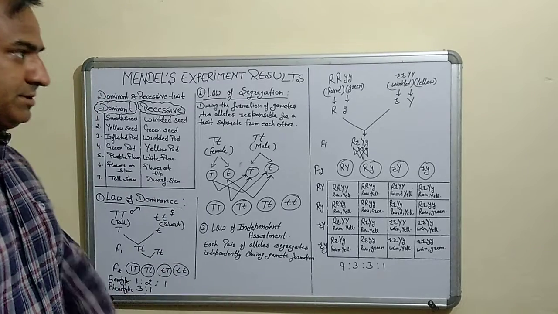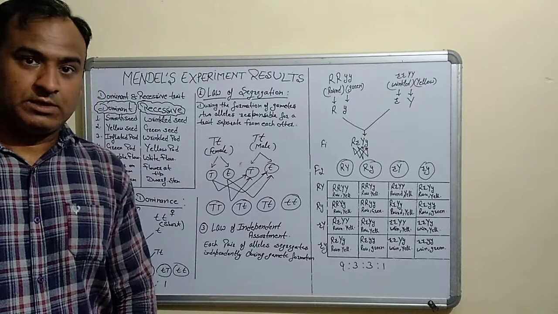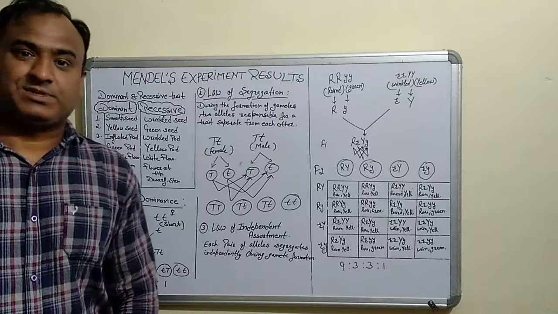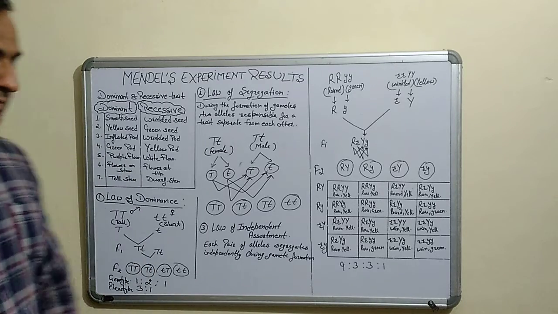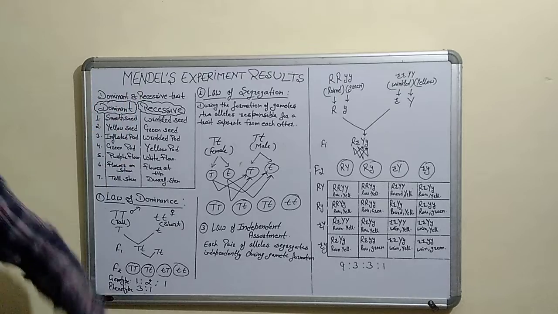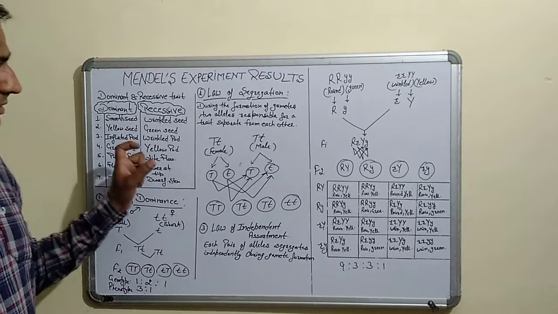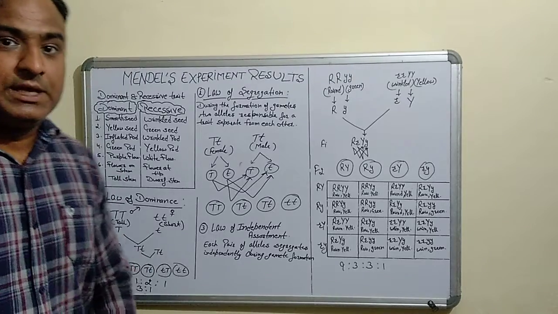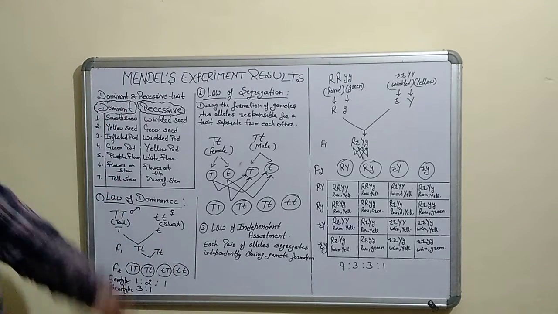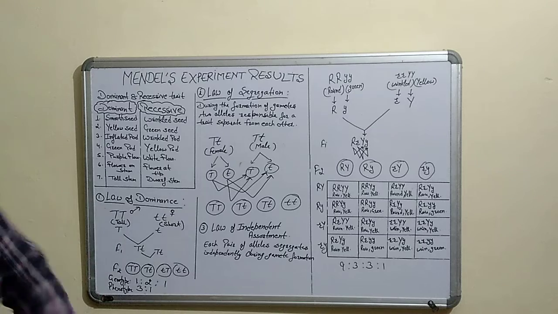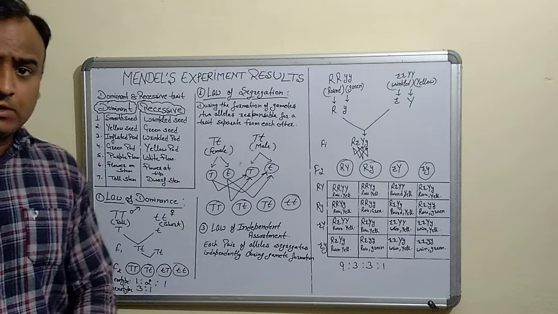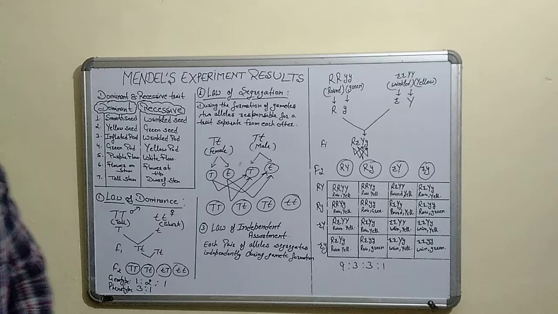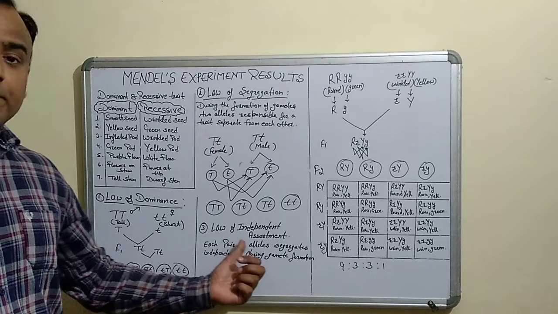Our main chapter is Heredity and Evolution. This is the second lecture of the chapter Heredity and Evolution. This is the second A part of the second lecture. We will complete this lecture in two sections, A part and B part. In A part, we discuss Mendel's experiments like the law of dominance and the law of segregation. And in the B part, we will discuss Mendel's law of independent assortment.